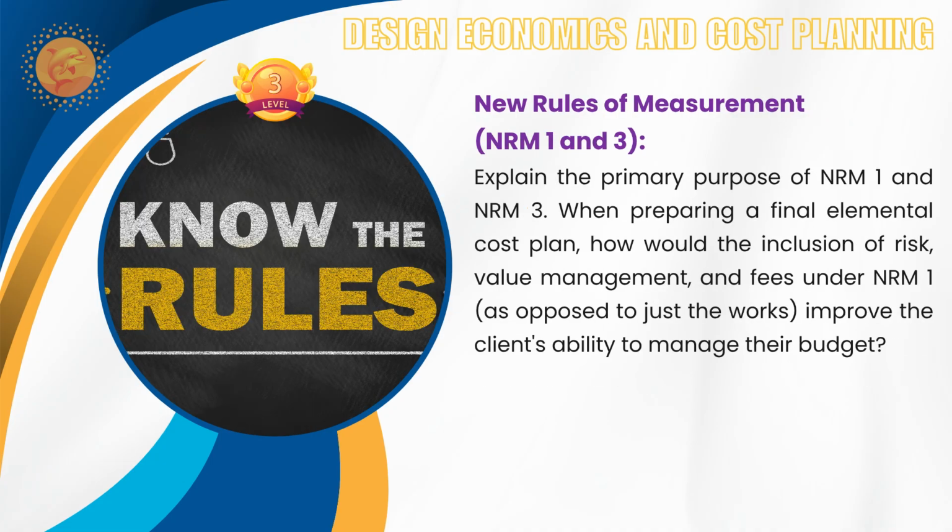Thank you. Okay. Next one is about new rules of measurement, NRM 1 and 3. Explain the primary purpose of NRM 1 and NRM 3. So here it is not about NRM 2. When preparing a final elemental cost plan, how would the inclusion of risk, value management and fee under NRM 1 as opposed to just the works improve the client's ability to manage their budget? So this is again at design development stages only, prior to the pre-contract stage.